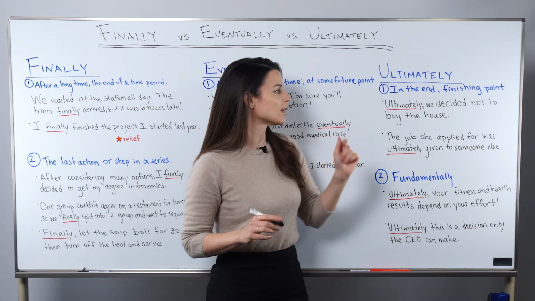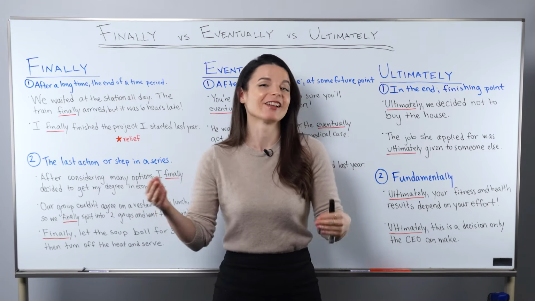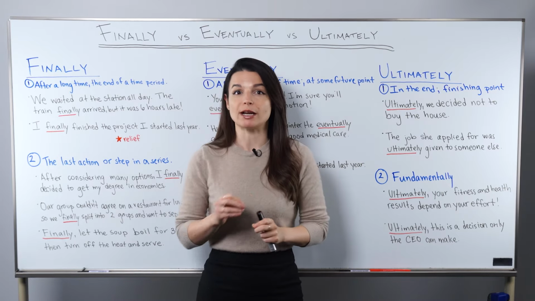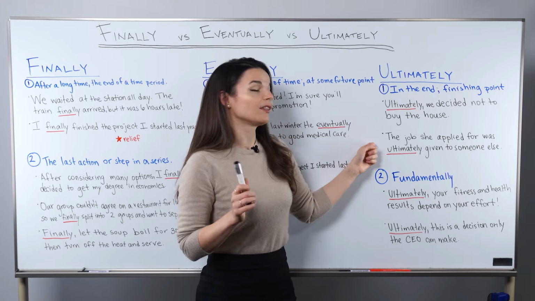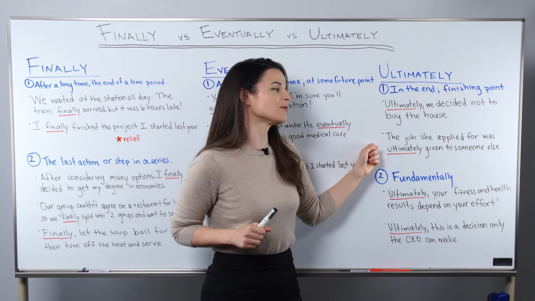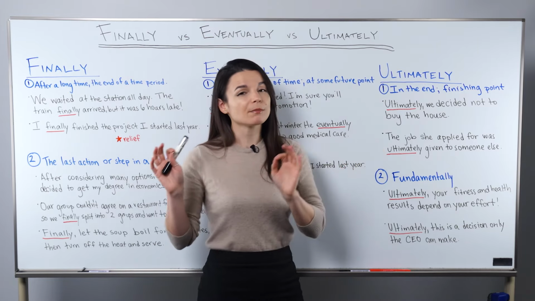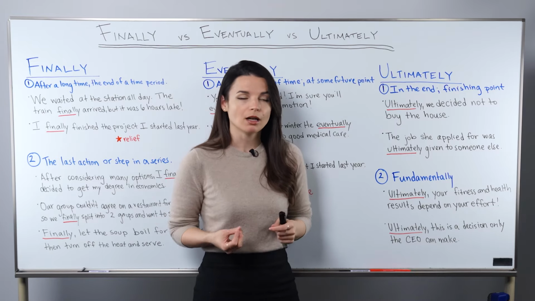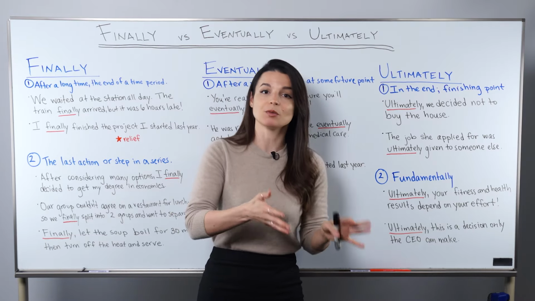So ultimately, we decided not to buy the house. Maybe this was a decision you made after 1 week, so not such a long time. But it shows that you made maybe lots of considerations inside that decision. Let's look at the next example. The job she applied for was ultimately given to someone else. Okay, so we have this same feeling of maybe lots of consideration happening and then a decision with this.